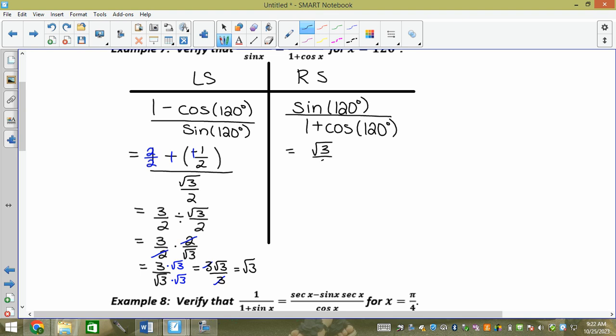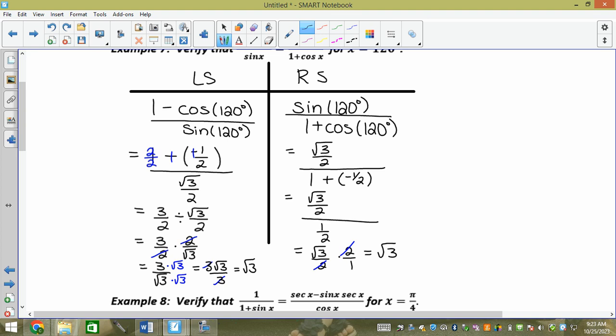Then sine of 120 is root 3 over 2 divided by 1 plus negative a half. So I get root 3 over 2. And then I can't flip because this isn't a full fraction. What's 1 plus negative a half, guys? 1 half. So I get root 3 over 2 times 2 over 1, which equals root 3. And then a lot of people will stop here. Remember that you have to, at the end, say LS equals RS, or you're going to lose 0.5.